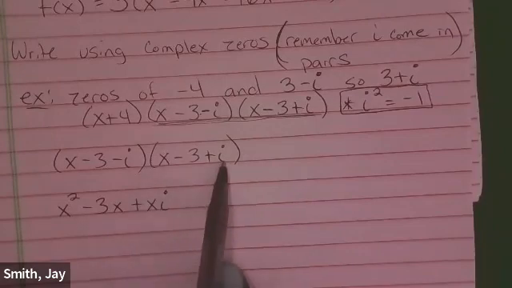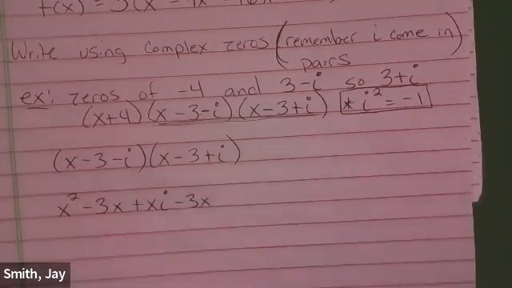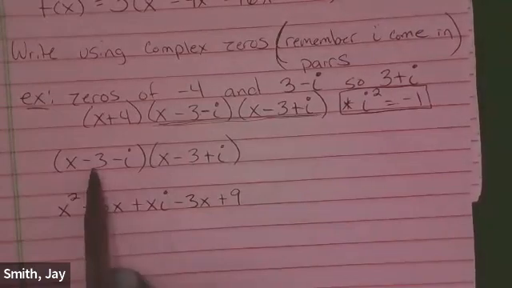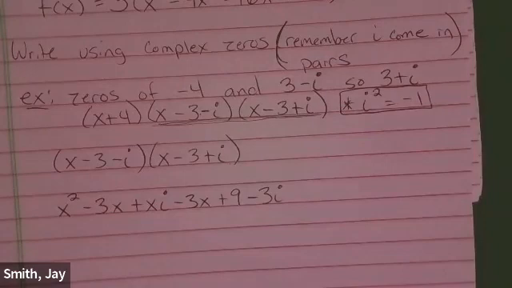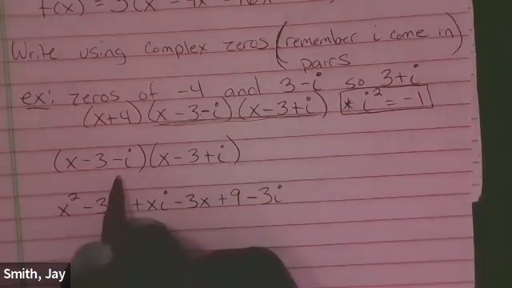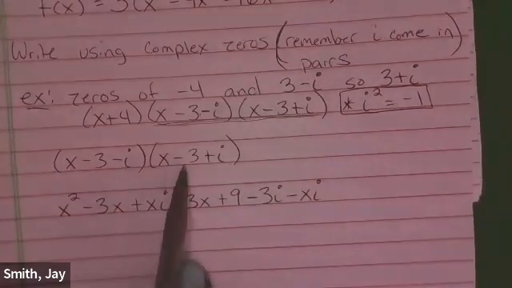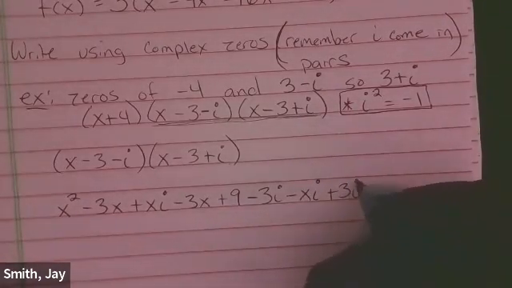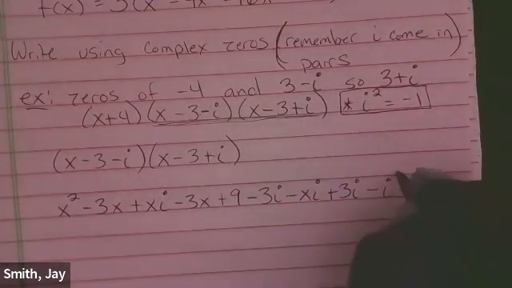So I multiply everything in here by x. I'm going to multiply everything in here by negative 3 now. Negative 3 times x gives me another negative 3x. Negative 3 times negative 3 gives me a positive 9. And negative 3 times i gives me a negative 3i. And now I'm going to multiply everything in here by negative i. So negative i times x gives me a negative xi. Negative i times negative 3 gives me a positive 3i. And negative i times positive i is going to give me a negative i squared.